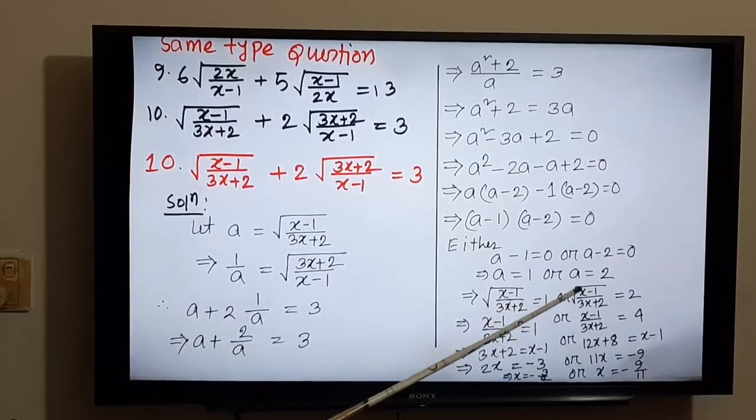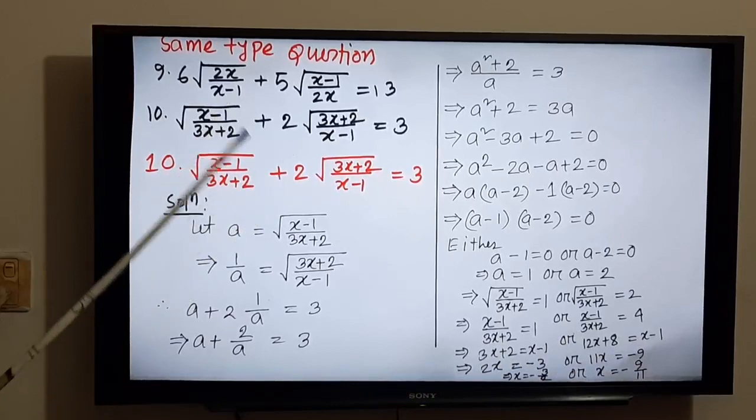For the second value, a is equal to 2. With similar calculation, we get x is equal to minus 9 by 11. Okay, x is equal to minus 3 by 2 and x is equal to minus 9 by 11. Both are possible solutions of question number 10.